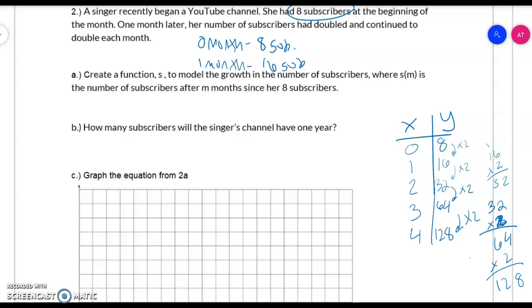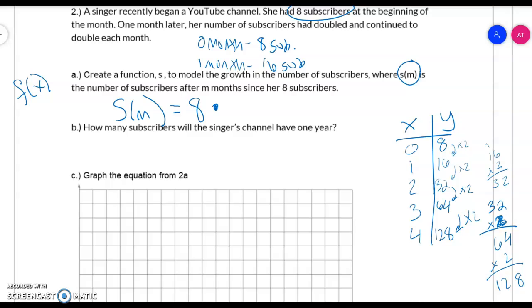So we need to create a function. Remember, function is f of x. That's what function stands for. It's another word for y. We'll say S of m gives us the function, the number of subscribers after m months since her 8 subscribers. So we're going to start with her 8 original subscribers because those need to be included. We also, remember, doubled it. So every time we took our 8 essentially and doubled it. Because look, 8 to 16, 16 to 32, 32 to 64.